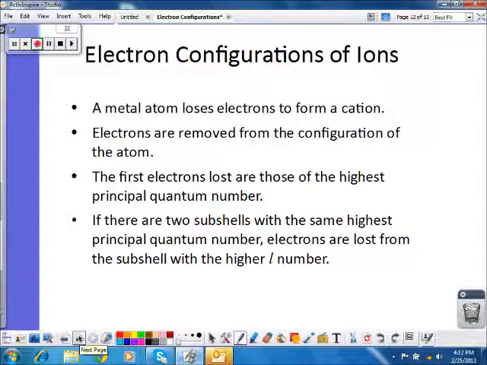Okay. When positive ions are formed, that is, when a metal atom becomes a cation, the electrons are removed from the atom. That means they're removed from the electron configuration. Okay, the first electrons lost are those from the highest principal quantum number. That's the first thing to remember. So I look for the highest principal quantum number, take those electrons first. So if you end up having 2 subshells with the same principal quantum number, electrons are lost from the subshell with the higher L number. So electrons are lost from the p sublevel before they're lost from the s sublevel, because remember the L number for p is 1, the L number for s is 0.